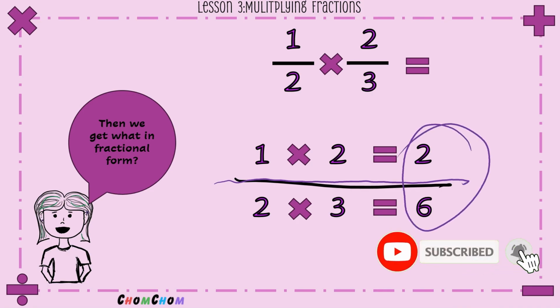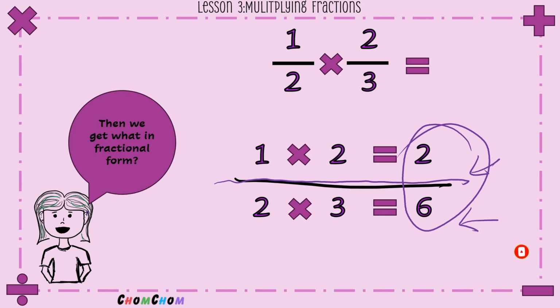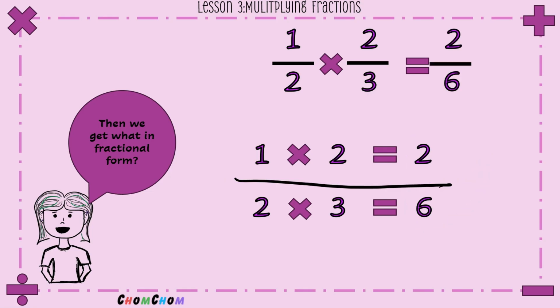Now, what do we get in fractional form since we drew our bar all the way through? What's going to be our answer over here? Remember, top stays on top and bottom stays on bottom. So we have bottom times bottom equals some number on the bottom, and top times top equals some number on the top. We get 2/6 in fractional form.